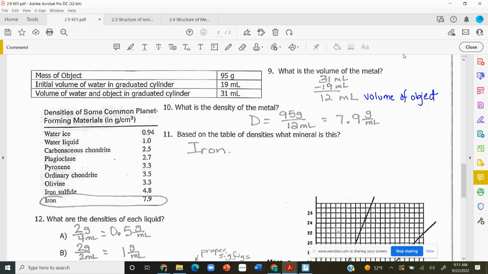Then I'm going to come down here. They want to know the density. So the density of the metal is here. That's 95 over the 12 that we calculated here. I have 2 sig figs divided by 2 sig figs. My answer should be 2 sig figs. And then I'm going to bring my units over. So this is going to be grams per milliliter over here. All right, any questions?